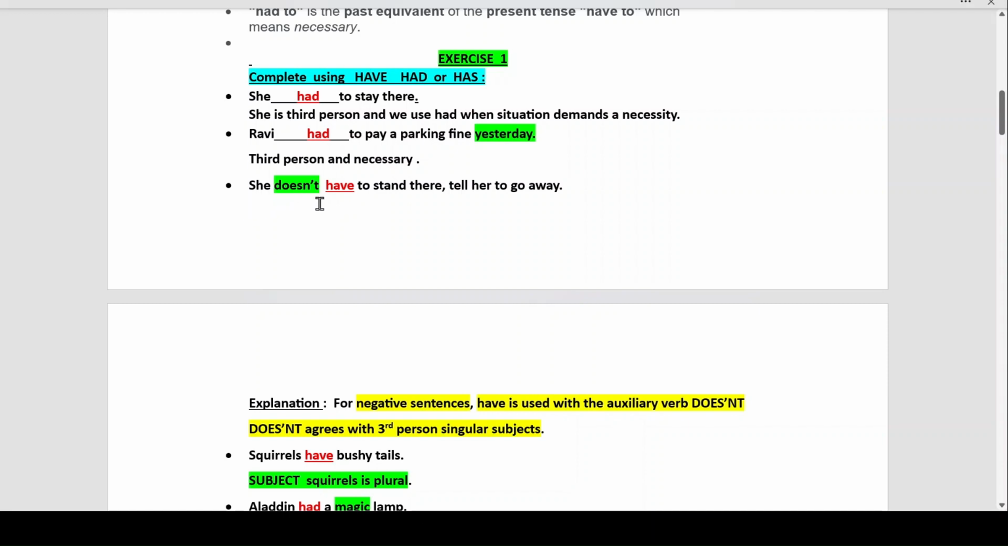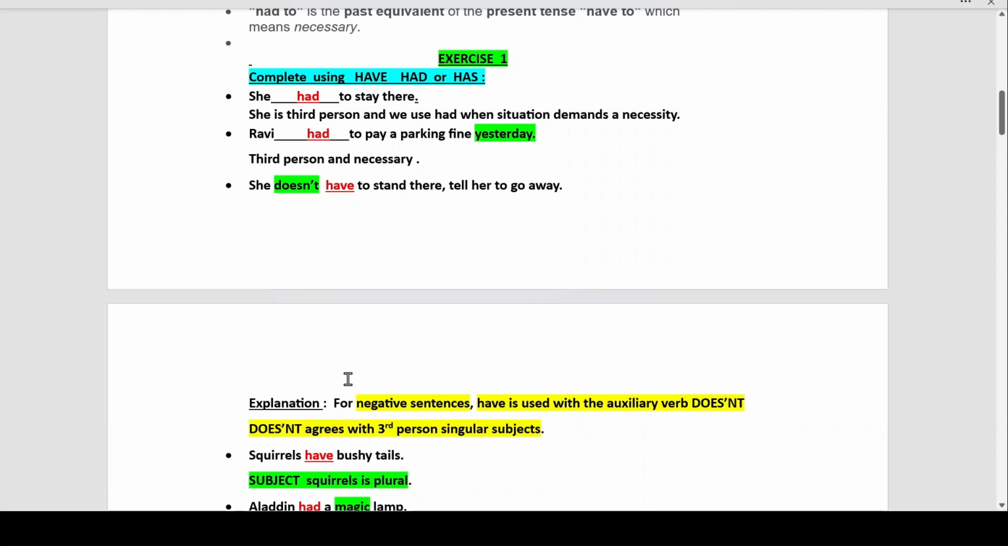Third, she doesn't have to stand there. Tell her to go away. Now you will have a doubt that I have taught you that wherever she is coming, we will use has. But here we are using have. Now see, doesn't is used in case of negative sentences. What are negative sentences? Negative sentences are those whose meaning is in the negative. That means there is no positive sense to it. She does not have to stand there.